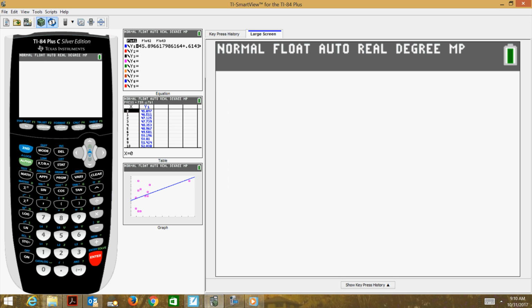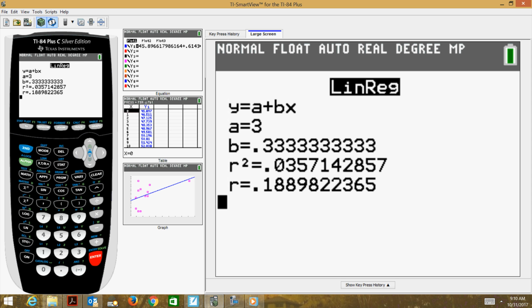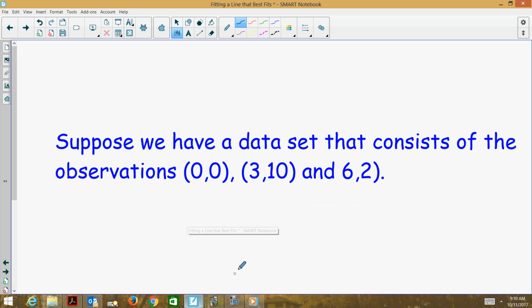Now once we calculate, our calculator gives us the values for our least squares regression line. Here we can see that our y-intercept is 3 and our slope is 0.33, 1/3 in this case. But you can typically leave it in decimal form. So our predicted y is equal to 3 plus 0.33x.